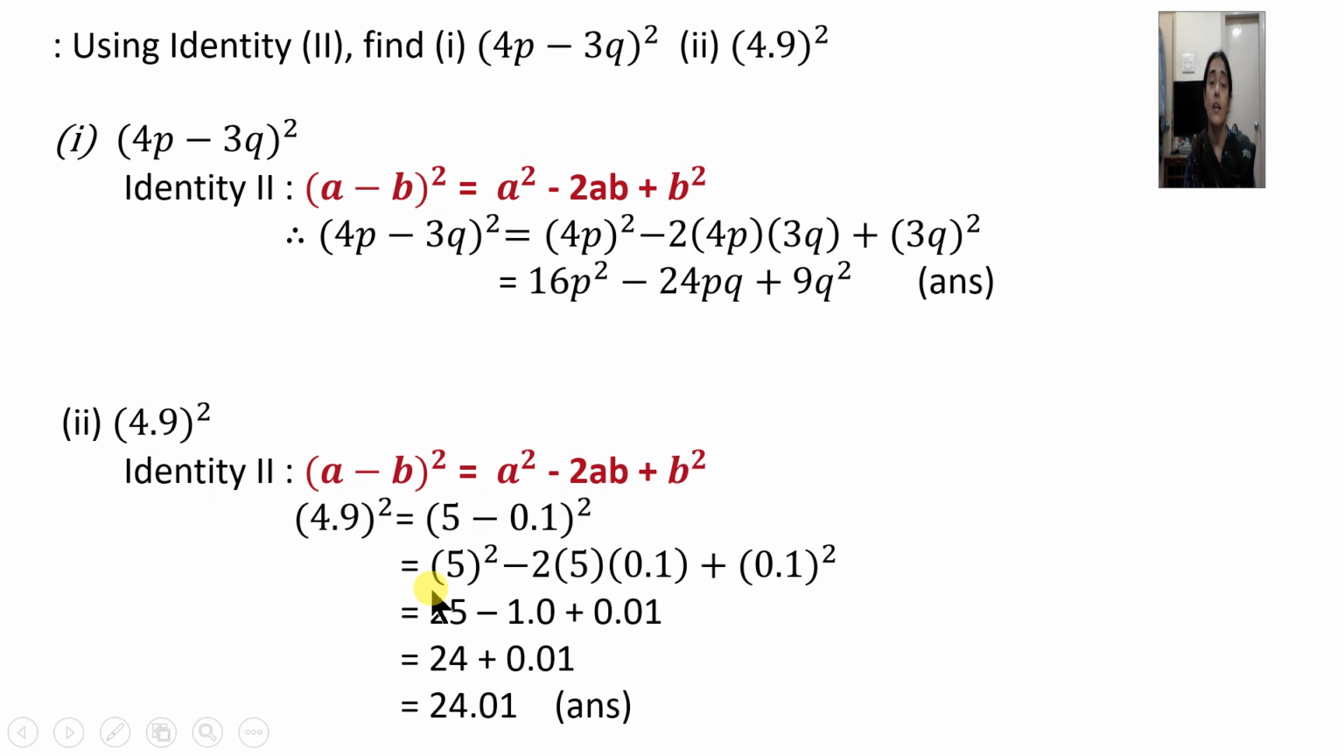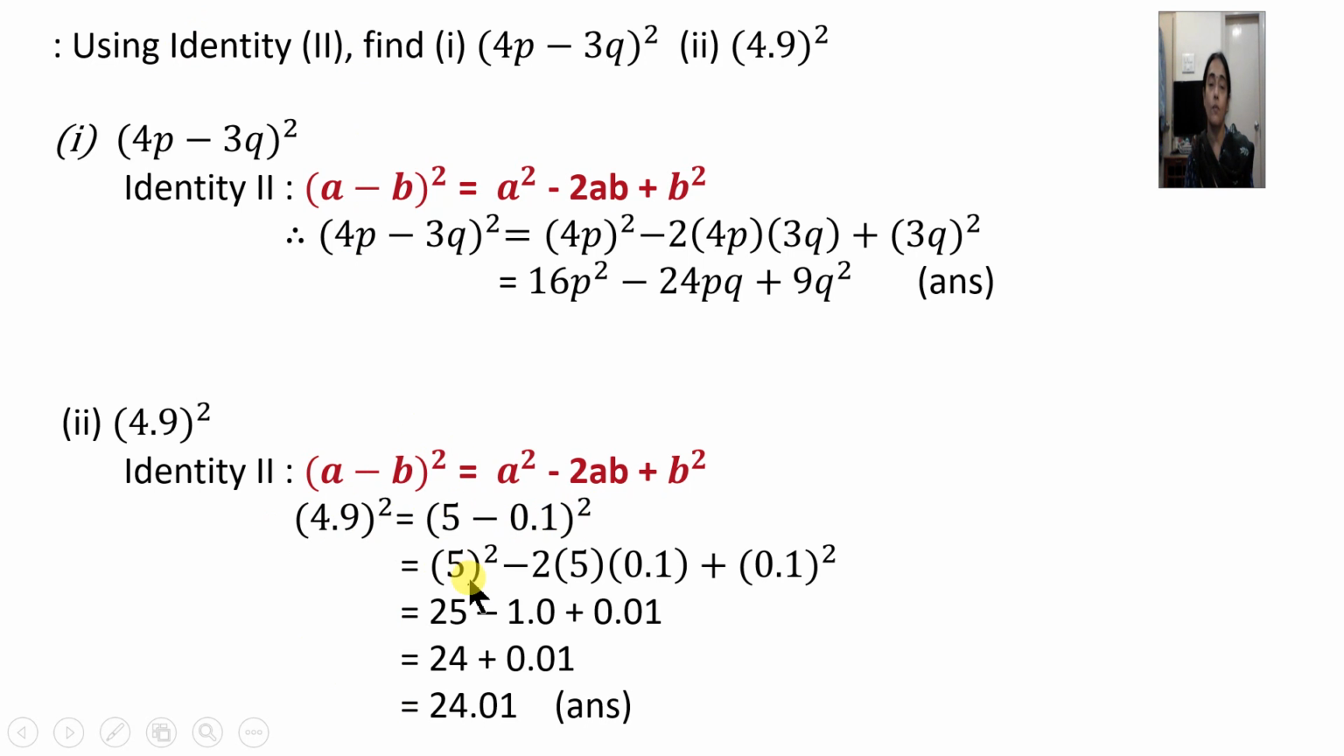So you can also take this as 4 plus 0.9 the whole square. Mind well, you can also take it as 4 plus 0.9 the whole square. Either way you can take, but here you are told to use identity 2. So our identity 2 is a minus b the whole square, so we have to take the 5 minus 0.1 the whole square. If you are not specifically given which identity to use, you can use any identity. A plus b the whole square also you can use.